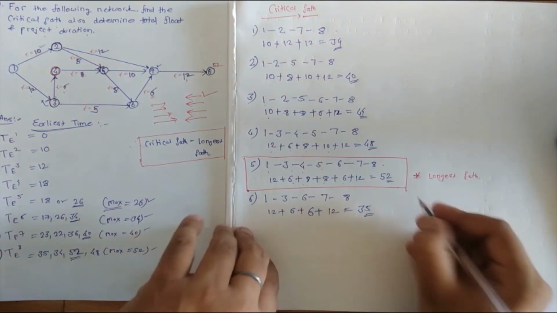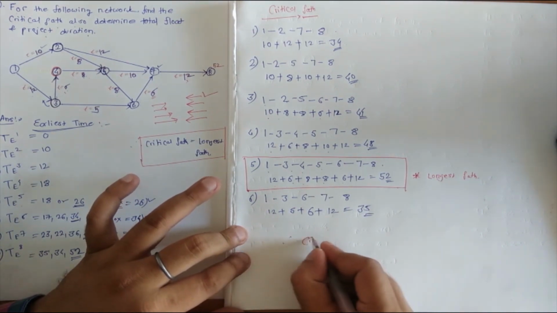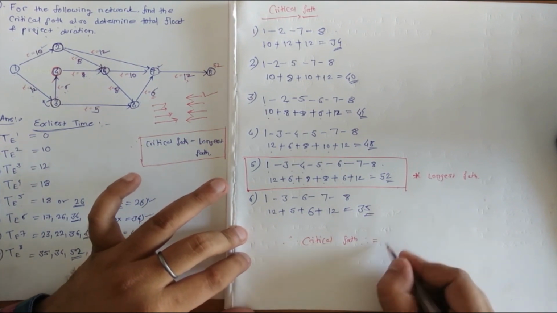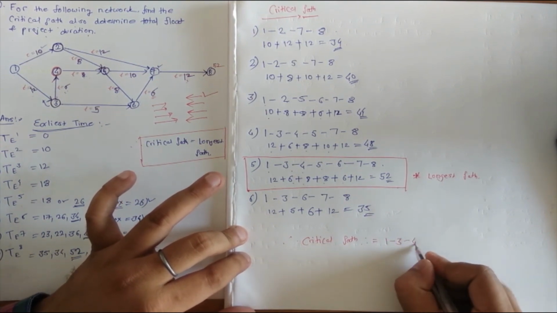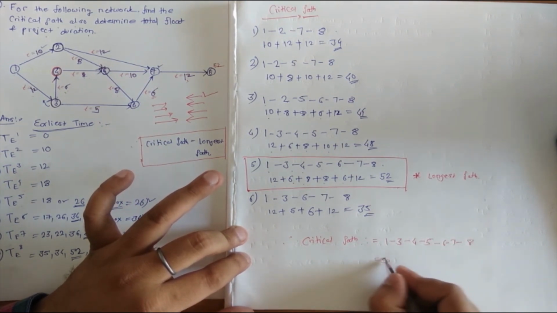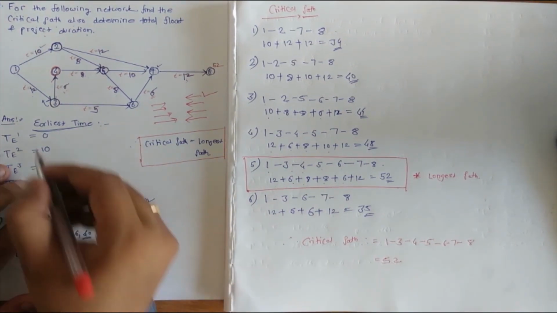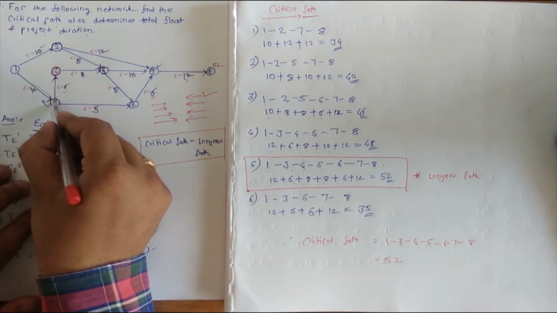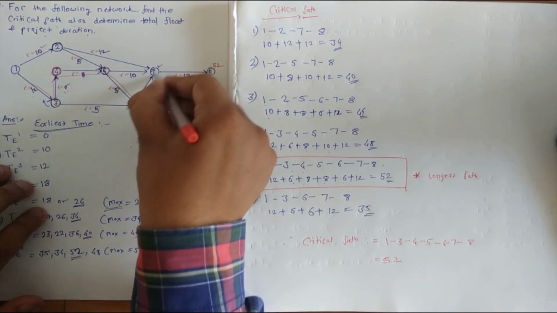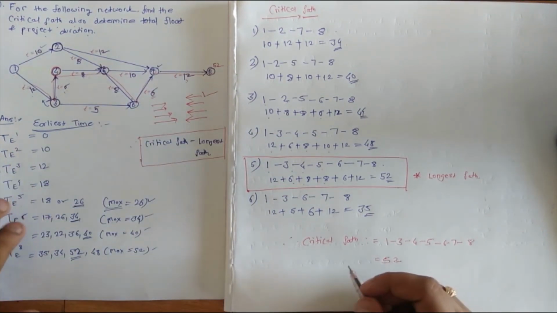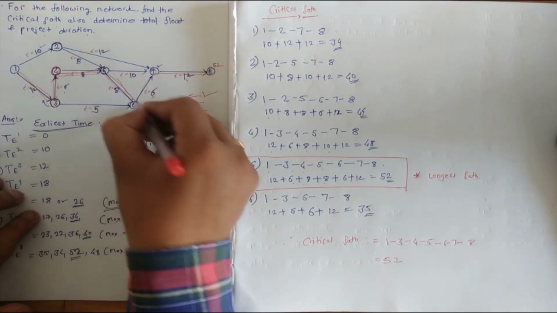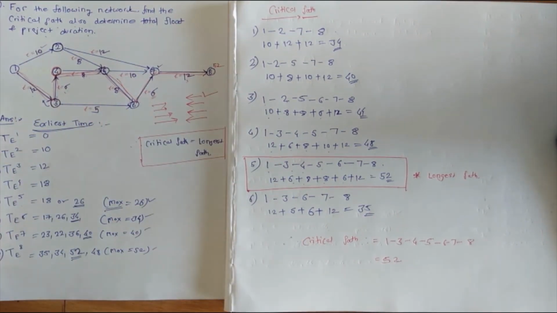Hence it is called the critical path, and that will be 1, 3, 4, 5, 6, 7, 8, coming out to be 52. So 1, 3, 4, 5, 6, 7, 8, this is our critical path. I am just highlighting it. Okay, this is our critical path.